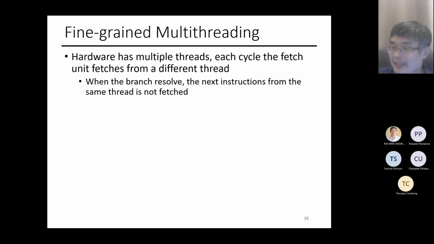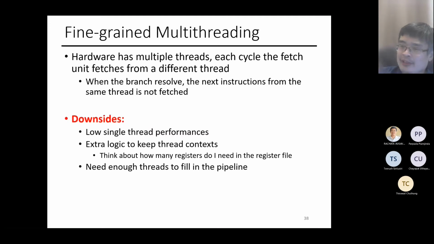Basically, instead of waiting for the outcome of your branch, you do something else. You run a different program, you run a different thread. The downside is you have lower single thread performance and you need extra logic. Basically, it is more costly in terms of hardware to implement this. And your application itself has to be able to do multi-threading, right? Again, we'll talk about this concept further along in the GPU lecture and in the multi-core multi-threading, all right?